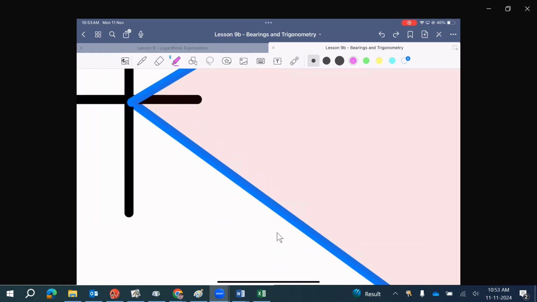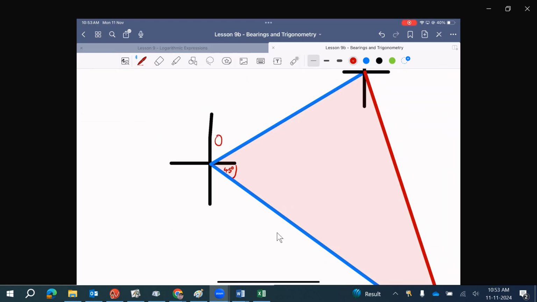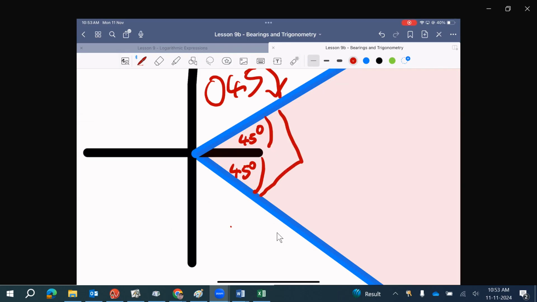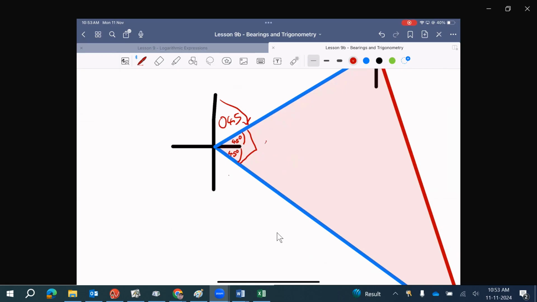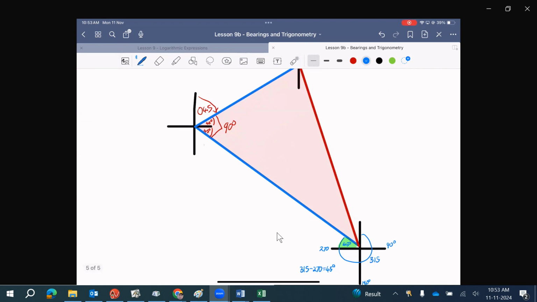So let me pop this one in. We've got 45 degrees here. Next up, we're told that this is a bearing of 045 there. So that one's pretty easy to see that this one is 45 degrees here. So that means that this angle here is a right angle. We got a right angle there at the top. That one's going to be 90 degrees. We're given some lengths. We're told that this one is 8, this one is 6.